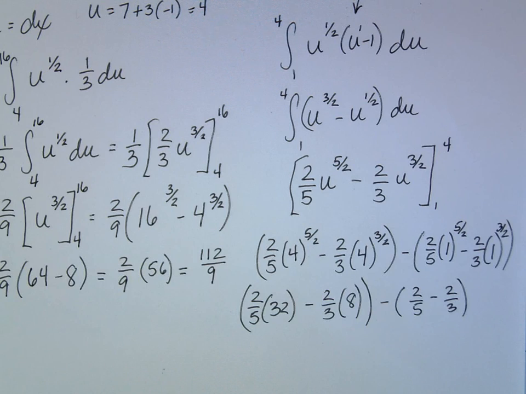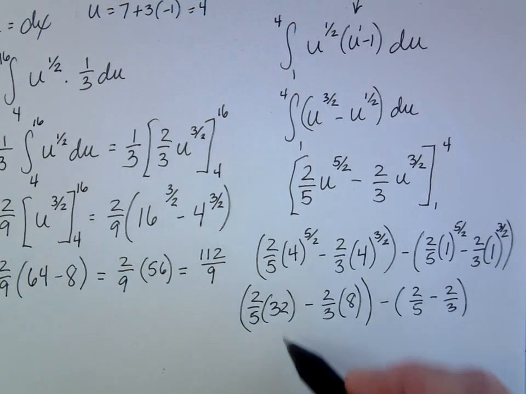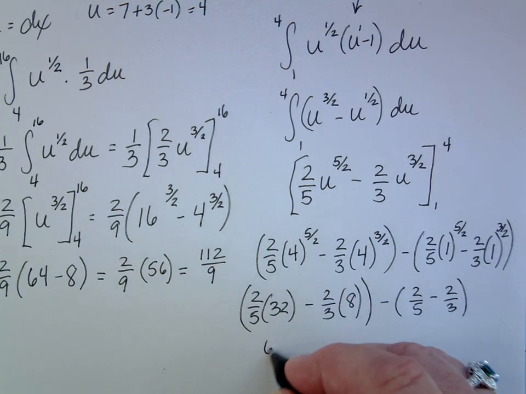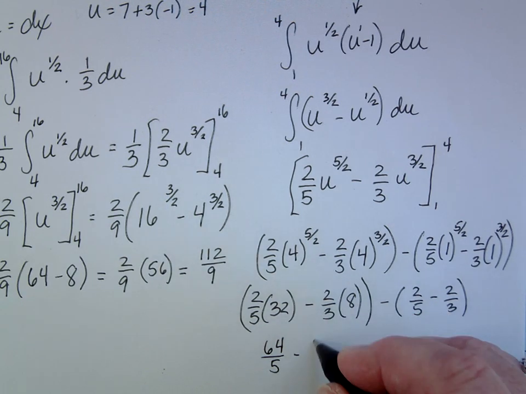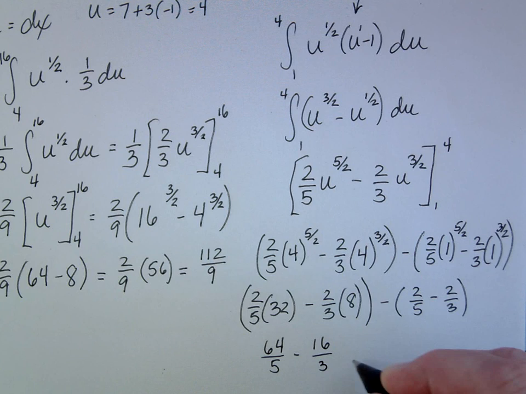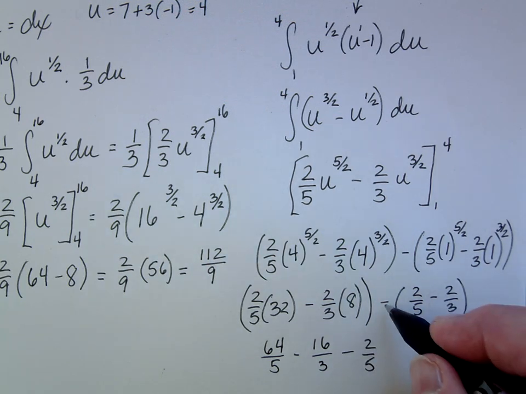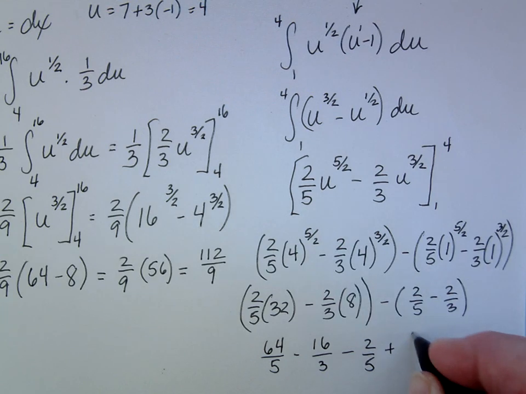So let's see what we got. We have 32 times 2 is 64/5. 2 times 8 is 16/3. Then I have a minus 2/5. Don't forget to distribute. Negative negative makes this plus 2/3. And that's what I want to try to add together.